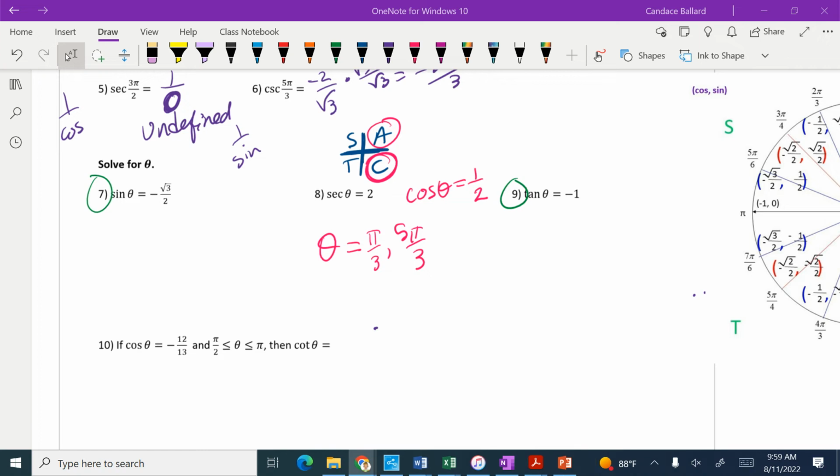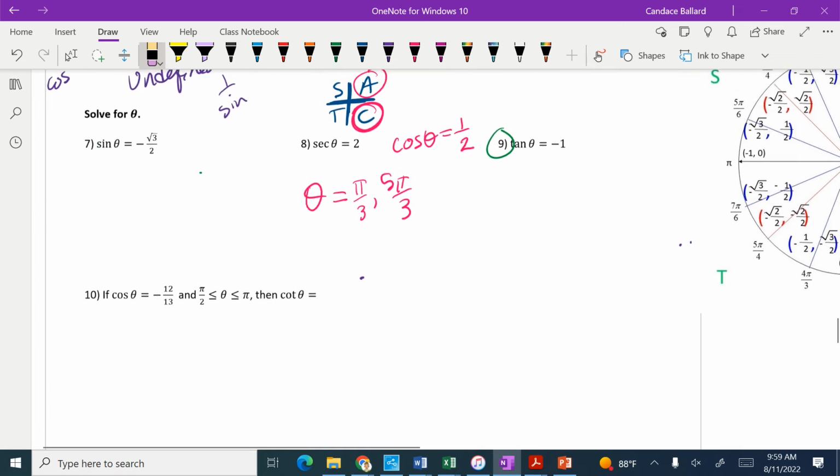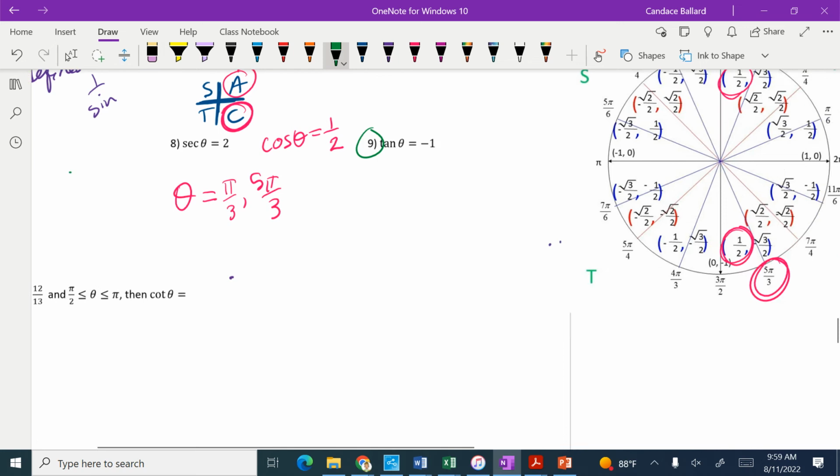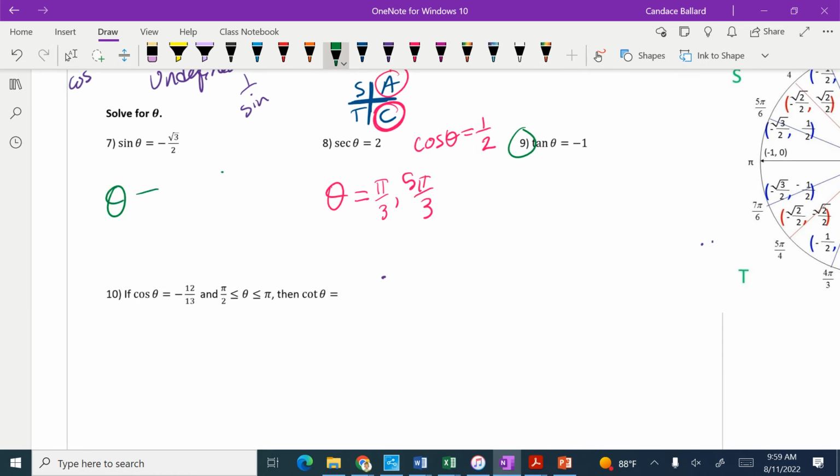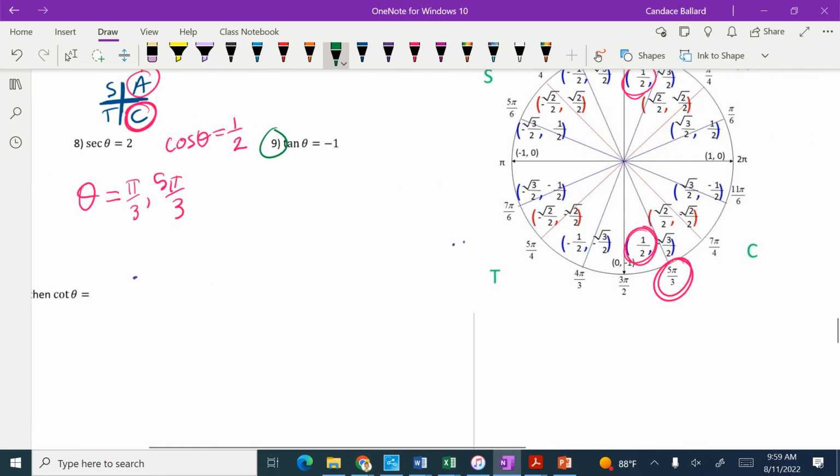Okay, let's take a look at number 7. So, is sine the x value or the y value? The y value. So I'm going to go find everywhere where my y value is equal to negative square root of 3 over 2. So where did you find that at?